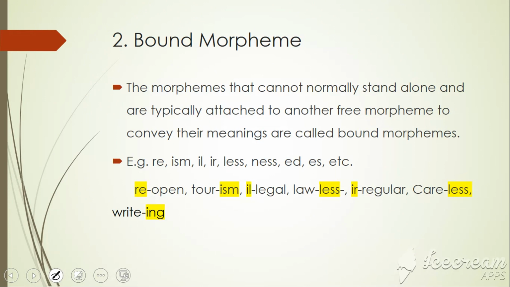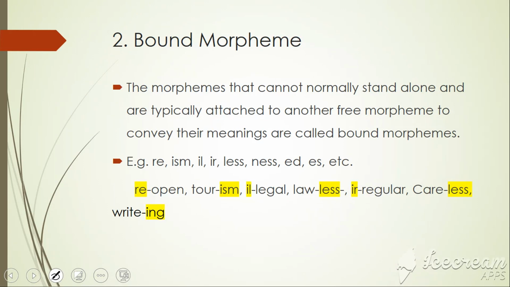Now what is a bound morpheme? The morphemes that cannot normally stand alone and are typically attached to another free morpheme in order to convey their meanings are called bound morphemes. Yes, bound morphemes cannot stand alone. They need some other morpheme in order to convey their own meanings.